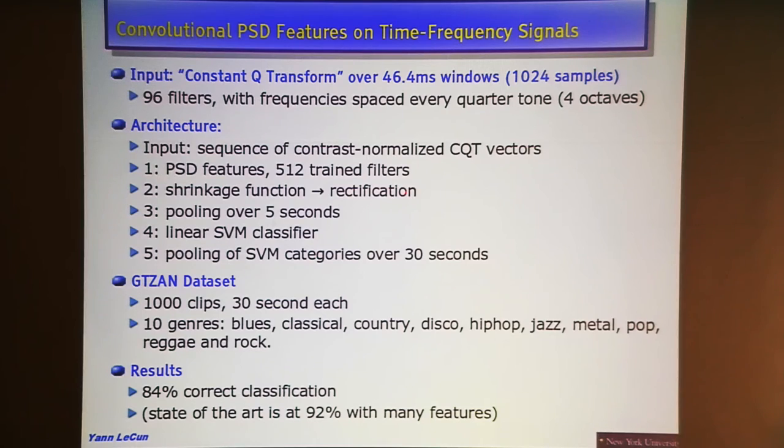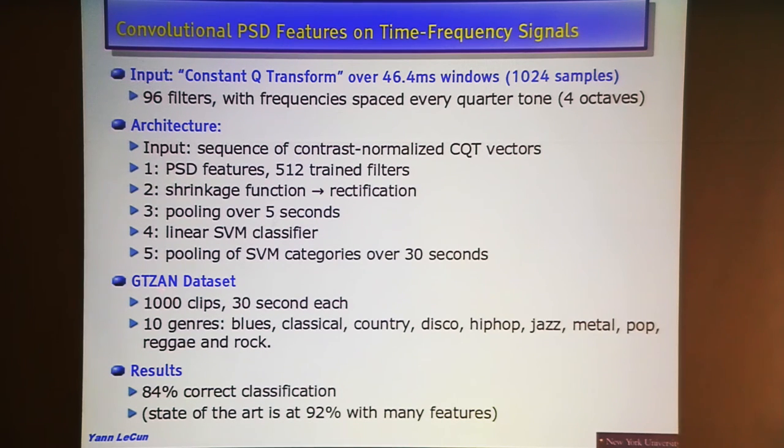What we do next is train one of those PSD, predictive sparse decomposition, sparse autoencoders, with 512 filters. We use the encoder with the shrinkage function and rectification. We pool the response of those filters over 5 seconds and plug this into some classifier, it could be an SVM or a logistic regression, which makes essentially no difference to the result. Then you pool the result of the classification over 30 seconds, and you take the winning category as the winning genre. There are 10 genres in this data set.